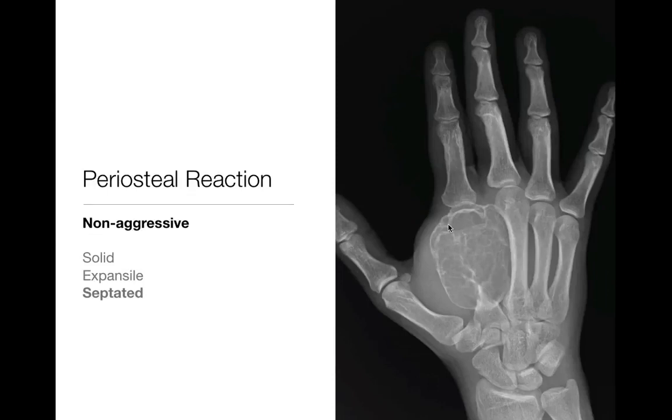But this one has septations in it, and so this kind of septated periosteal reaction, again, you're not even quite sure where the cortex is that is expanded out here, and this one the periosteum involved within it. So this is another type of a benign or non-aggressive periosteal reaction you can see.